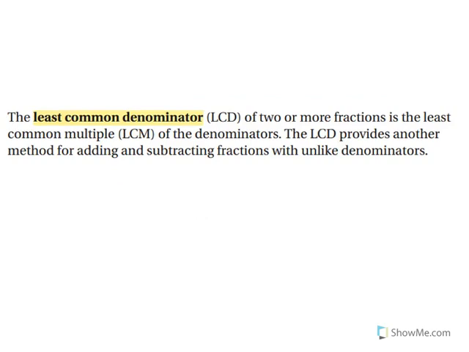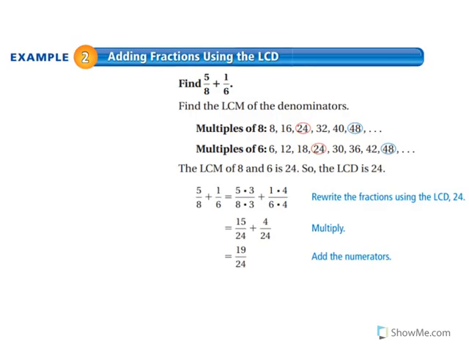Now, another way of doing this is using the least common denominator approach. The least common denominator of 2 or more fractions is the least common multiple, the LCM, like we did in Chapter 1.6, of the denominators. We're going to find the LCM of the denominators. And again, we call it LCD. So this LCD provides another method for adding and subtracting fractions with unlike denominators.